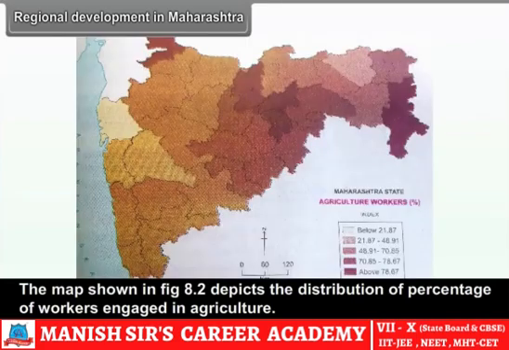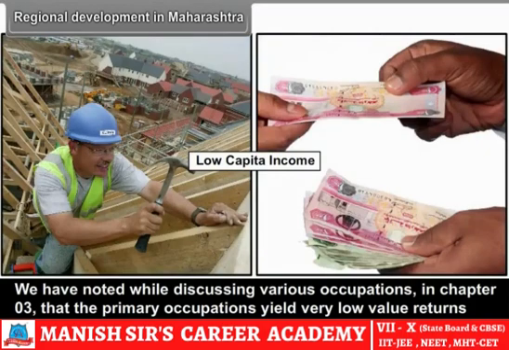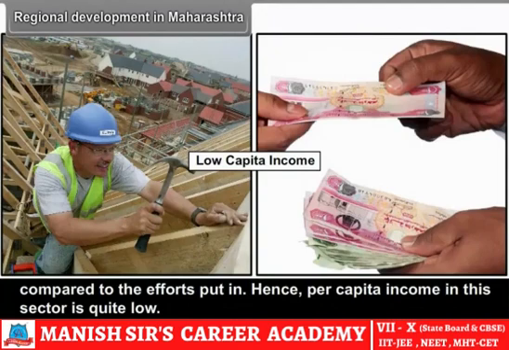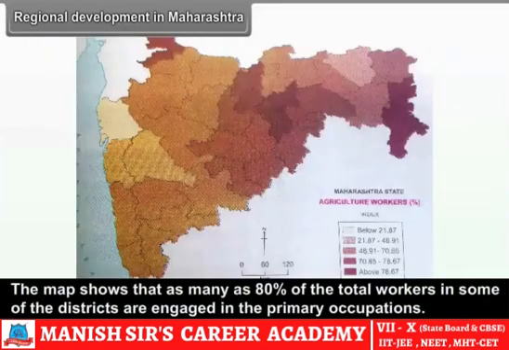The map shown in figure 8.2 depicts the distribution of percentage of workers engaged in agriculture. We have noted while discussing various occupations in chapter 3 that the primary occupations yield very low value returns compared to the efforts put in. Hence, per capita income in this sector is quite low.